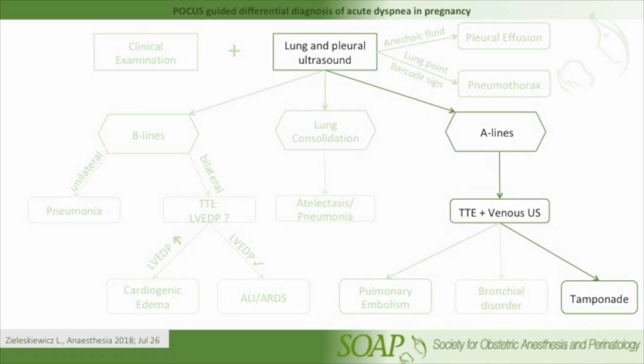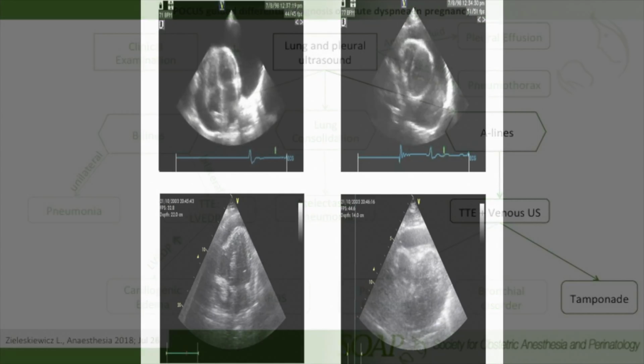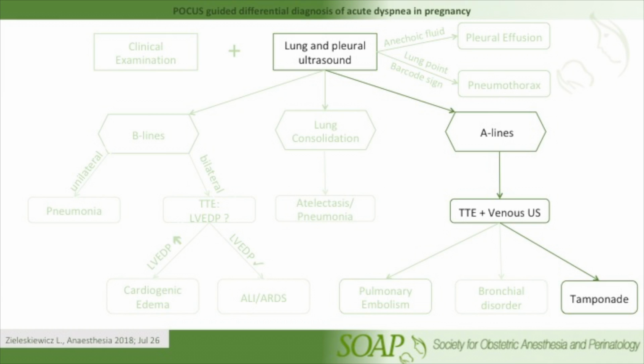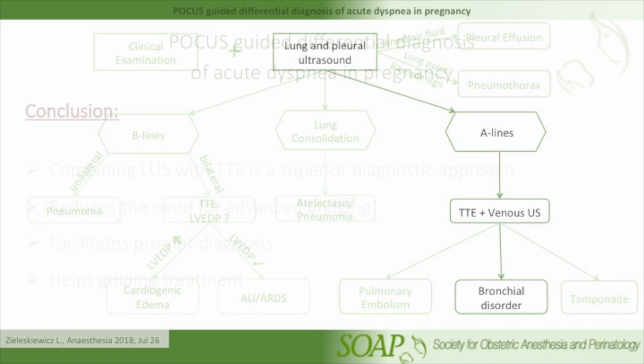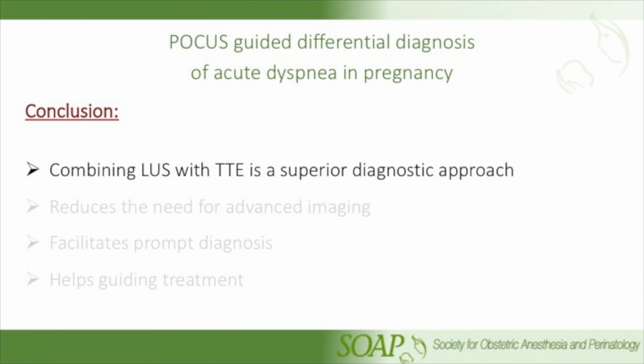Alternatively, performing a TTE with an A-line pattern on lung ultrasound may also reveal pericardial effusion with tamponade physiology. Absence of either acute right ventricular failure or pericardial effusion with A pattern on lung ultrasound points towards a bronchial disorder. To conclude, the combination of lung ultrasound and TTE is a superior diagnostic approach compared to lung ultrasound alone.